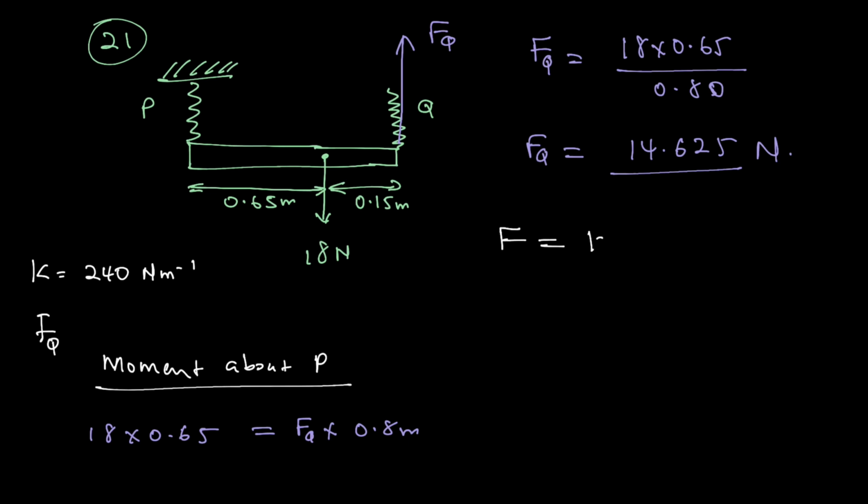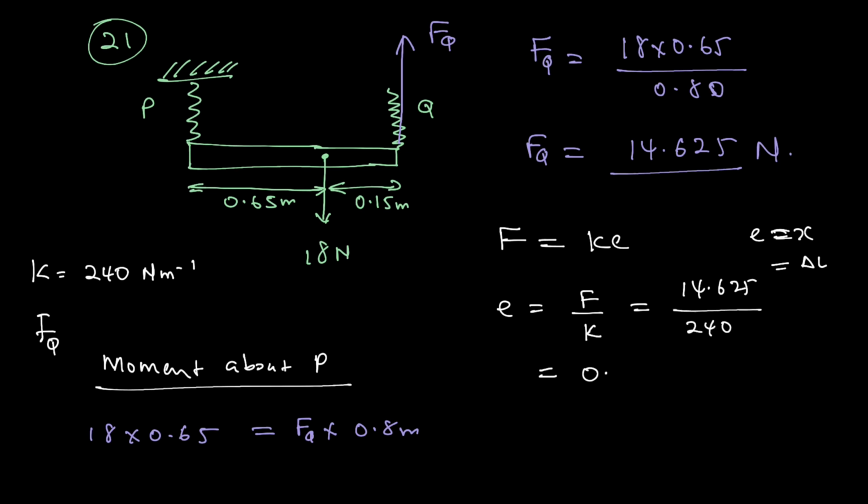And I need to apply Hooke's law, F equals k e, and e is the extension, called x sometimes, or sometimes delta L. So I need to find the extension here. e will be F over k, and that equals 14.625 over 240, and that gives 0.061 meters. That's the extension, and so the answer to that will be 0.061, so that will be D.